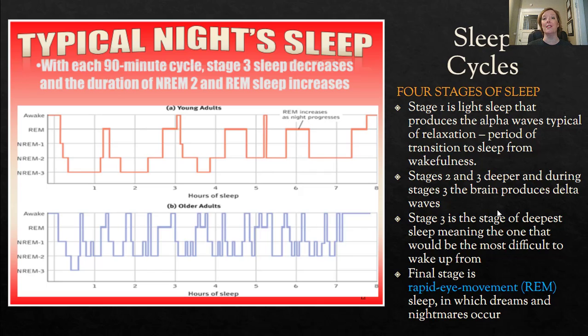Stages 2 and 3 are deeper stages of sleep, and during these periods, our brain is producing very long, lengthy, deep delta waves. Stage 3 is the stage of deepest sleep, meaning that this would be the most difficult stage of sleep to wake from. And the final stage is rapid eye movement or REM sleep. This is when dreams and nightmares occur.